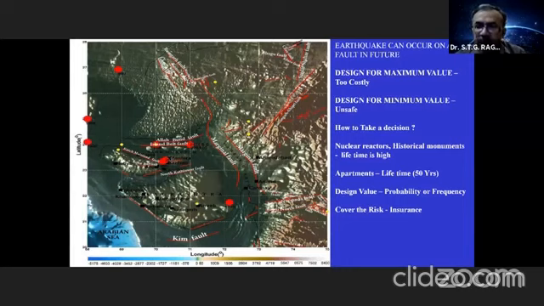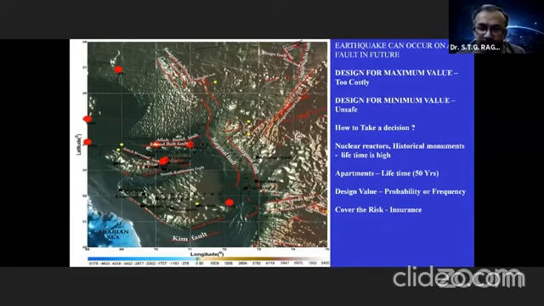So it is a highly uneconomical kind of thing. Now, if you design for the lowest value, that is nothing but 0 G, which means you are not doing anything, your design will be economical, but it is completely unsafe actually. So now we have to have a compromise between economy and safety.